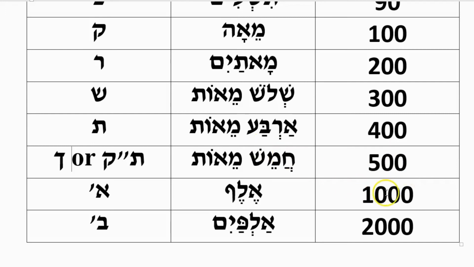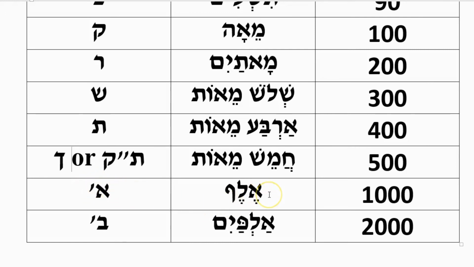Now we go back to another. I'm going to skip all these because we're just counting hundreds, so you know your numbers already. You can go ahead and count the hundreds up to 900. And then we have 1,000. 1,000 is another word, elef, and that is written as an aleph with a little apostrophe there.